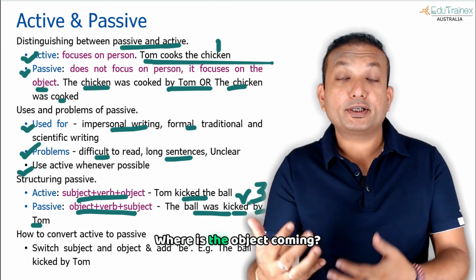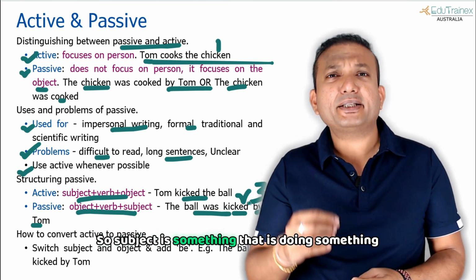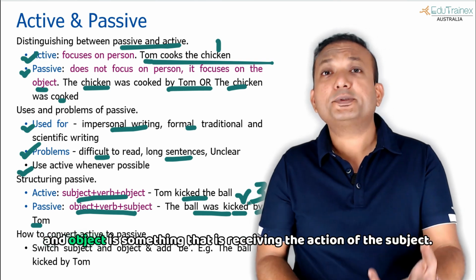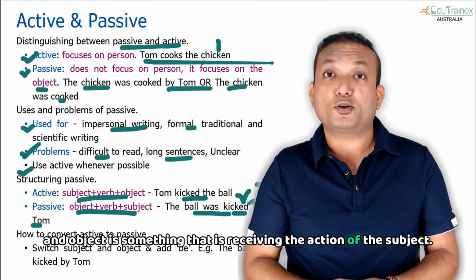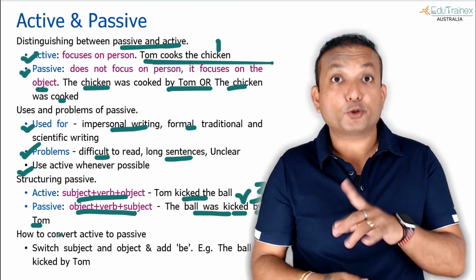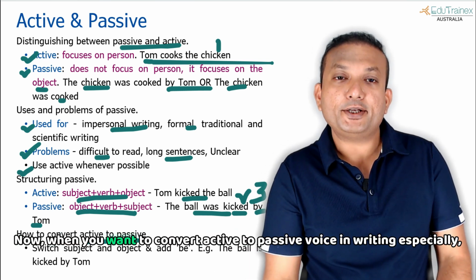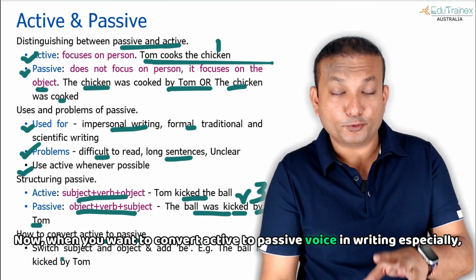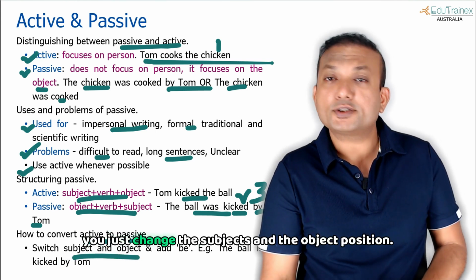Where is the subject coming? Where is the object coming? So the subject is something that is doing something, and the object is something that is receiving the action of the subject. Remember it this way. Tom cooks chicken. Chicken is cooked by Tom. Those two examples.